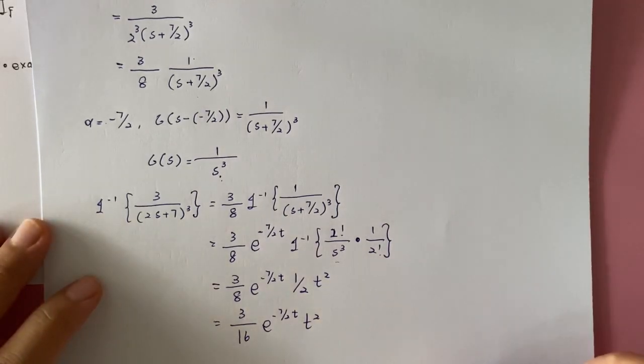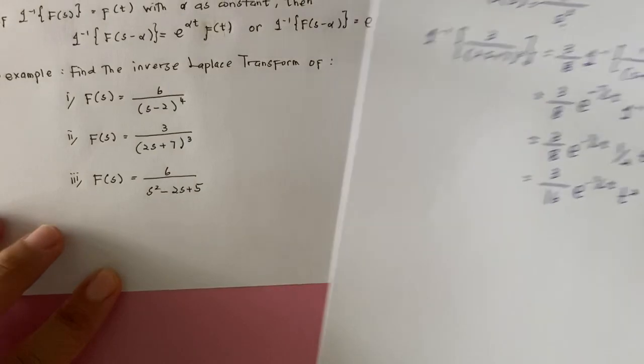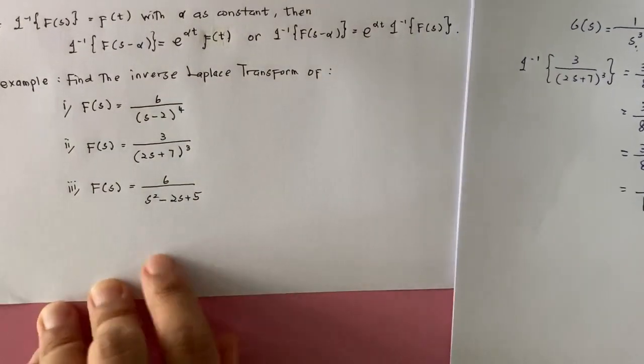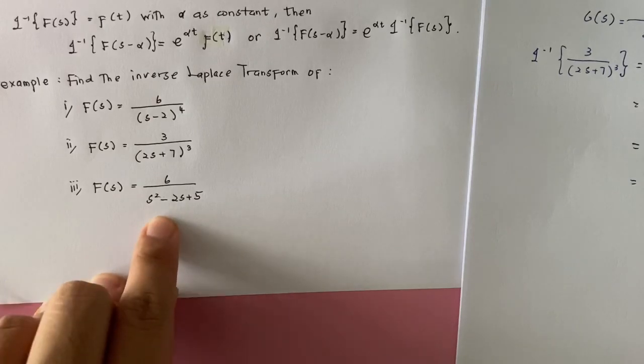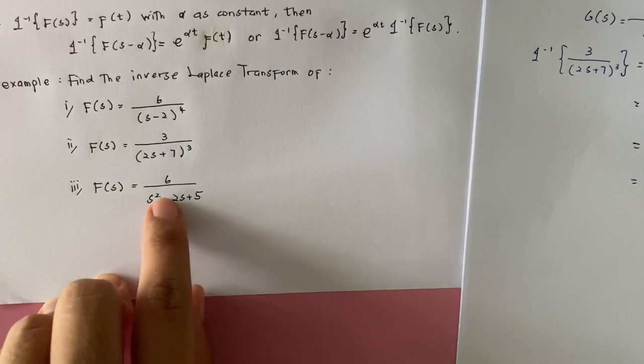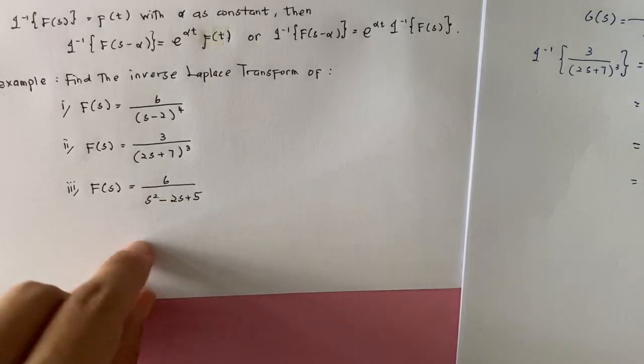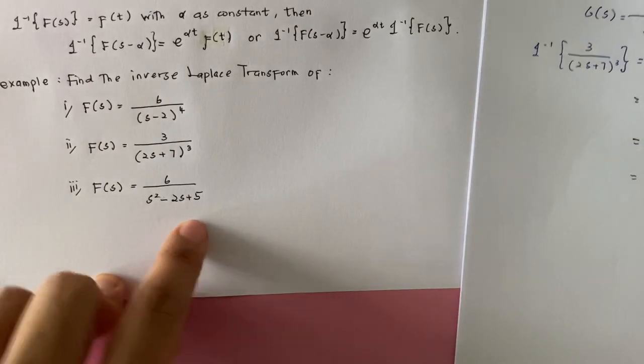Okay, then we have the last example here. The third example, we have to find the inverse Laplace for 6 over s squared minus 2s plus 5.